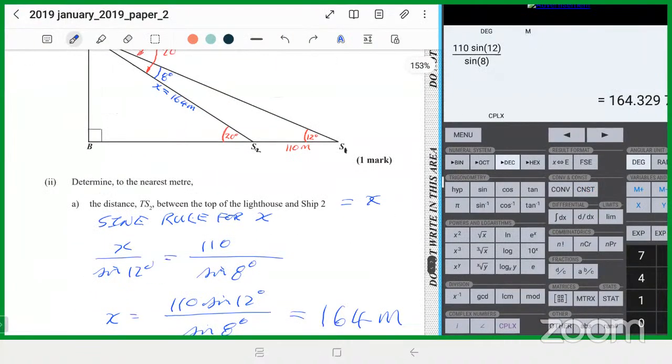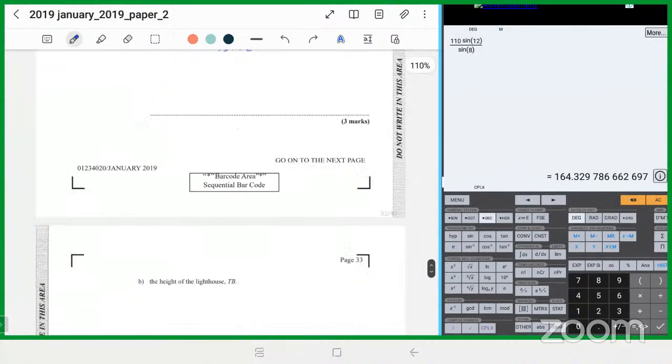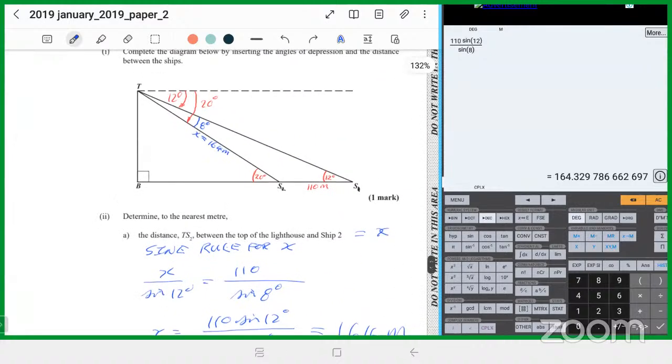They must ask for the height. That's also what these questions are. See there, the height of the lighthouse, TB. So working in this triangle now, to this angle, TB is the opposite, and this here is the hypotenuse. Opposite and hypotenuse, we're going to use sine, sorry, sine. SOH CAH TOA: sine, opposite and hypotenuse. So sine of the 20 equals the TB that we want over the hypotenuse. That's what we're going to use.